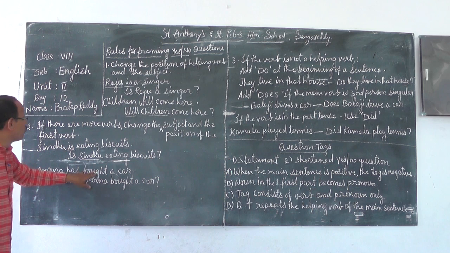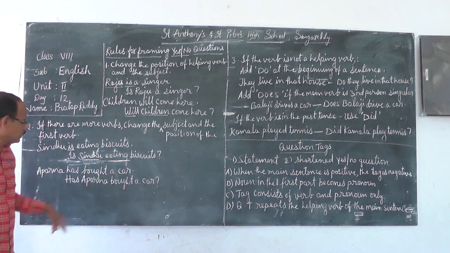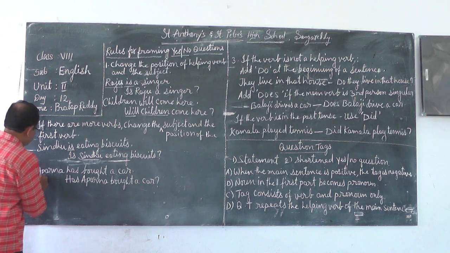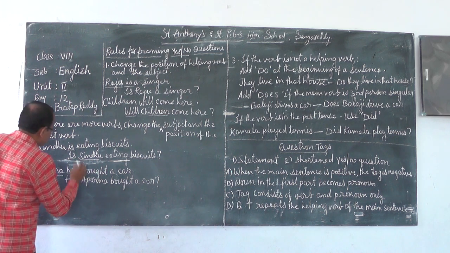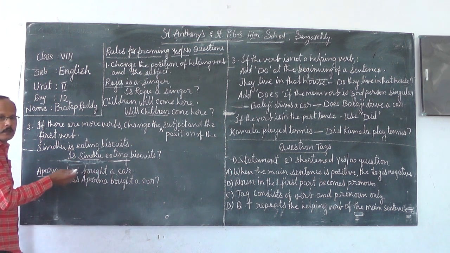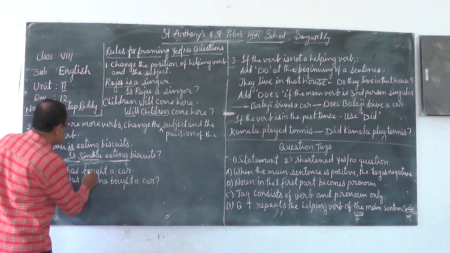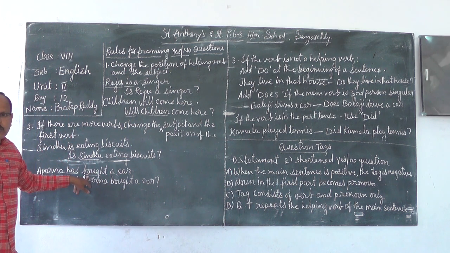Aparna has bought a car. What is the subject here? Aparna. Aparna is the subject. What is the verb? Has. This is the helping verb. Is there any other verb in this sentence? Yes. There is one more verb, that is bought. This is also a verb, the main verb.